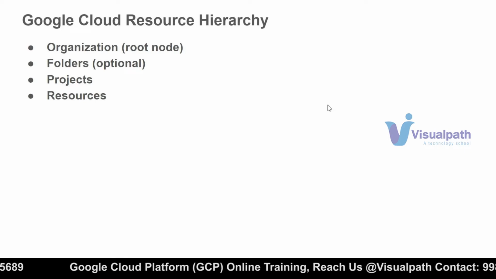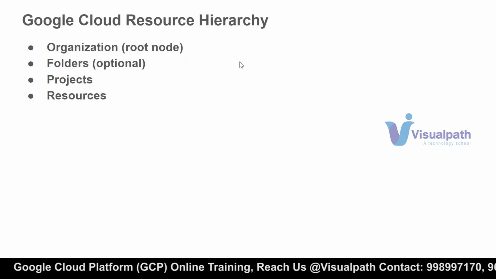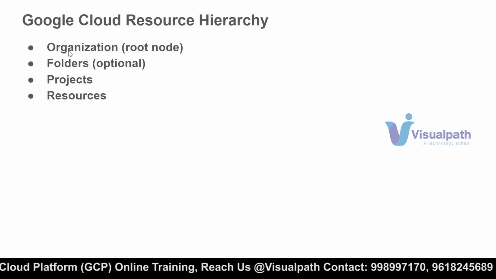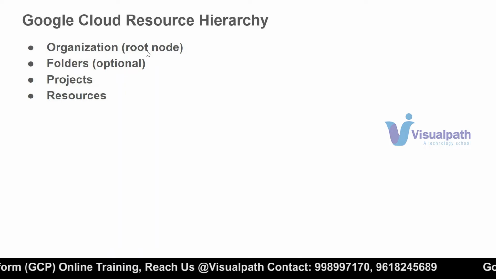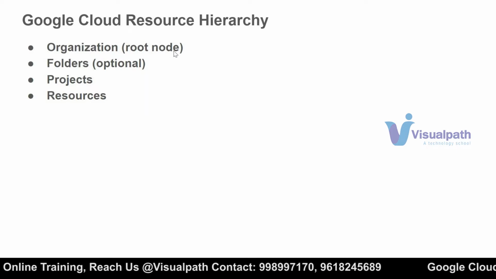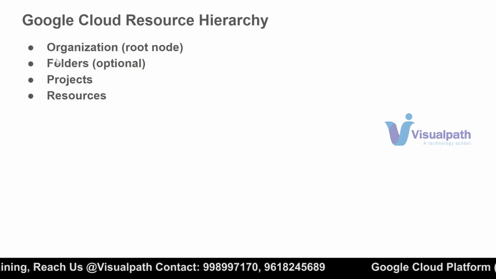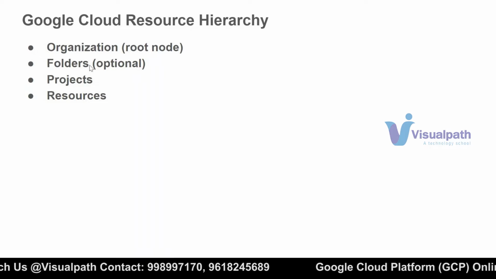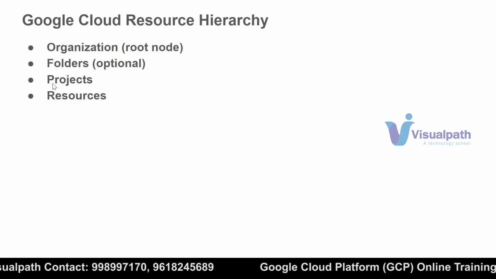So this is the Google Cloud resource hierarchy, how your organization will be defined in the Google Cloud architecture. As I explained yesterday also, the first point is the organization, which is called the root node. The root node is nothing but your company domain, like tcs.com or some infra.com. Below the organization there will be folders. This is actually optional. We can create folders or we can directly go and create projects, so it's up to you.